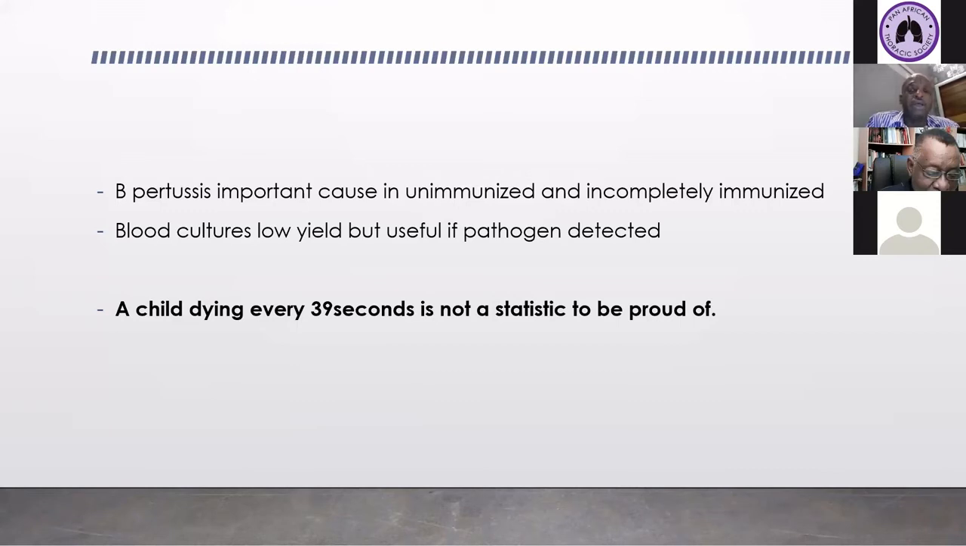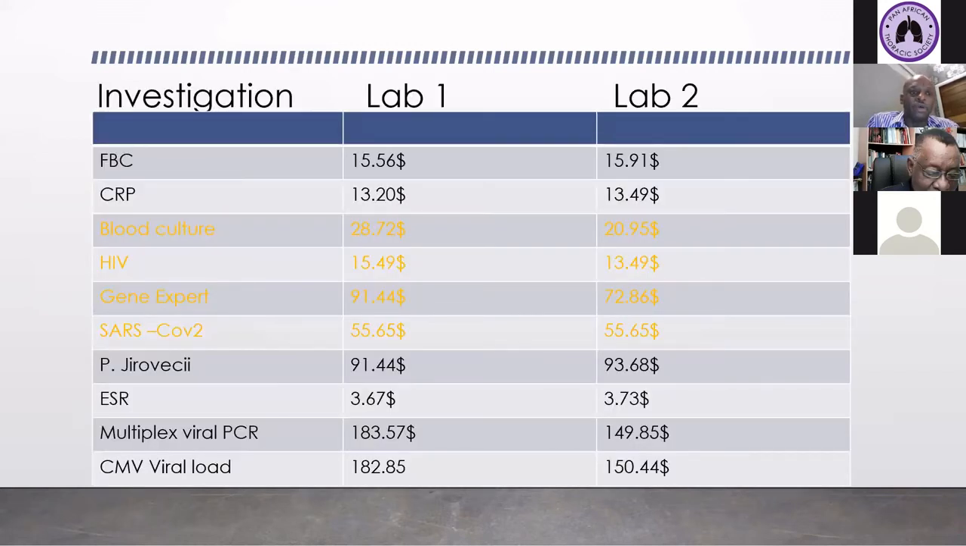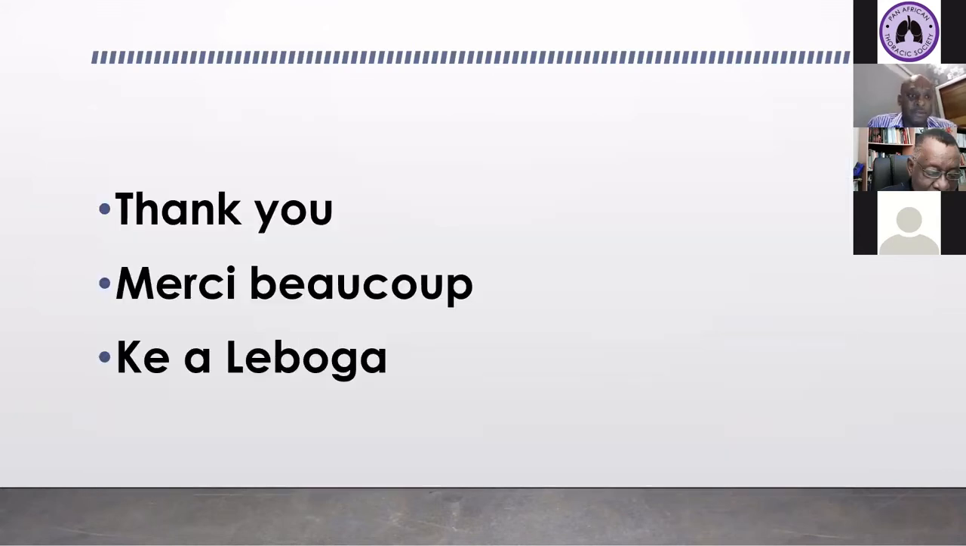And really, a very important message for us is to say, a child dying every 39 seconds is not a statistic to be proud of. So if you have to spend money, maybe think about rather doing a blood culture, HIV, GeneXpert, and SARS-CoV test, but obviously the other tests will be guided by what you find clinically.